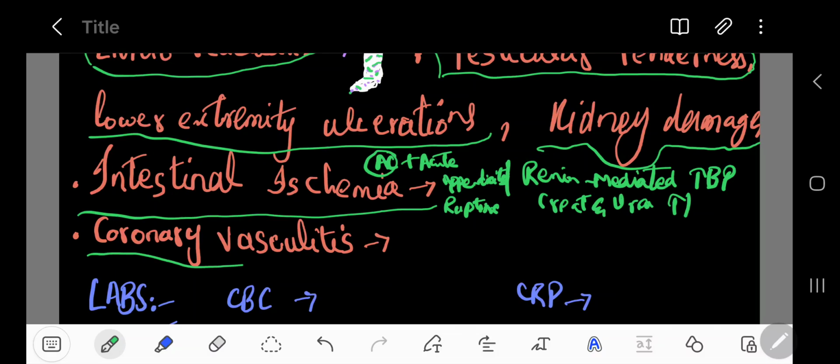It can also cause coronary vasculitis because it is a medium vessel vasculitis. Therefore, it can lead to myocardial infarction.